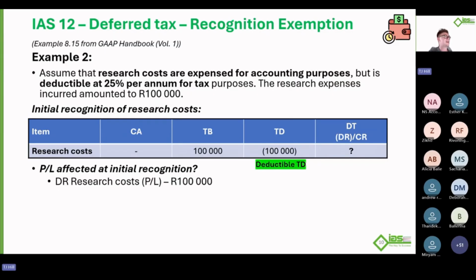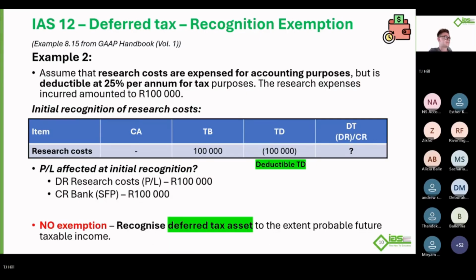Well, does it affect P&L at initial recognition? That is my first journal. At initial recognition, I debited and expensed the research costs. Do you agree? Thus, it can't be exempt because it does affect the accounting profit at initial recognition. So you will recognize the DT asset to the extent that it is probable that you'll have future taxable income. We're going to go into that extent soon as well. But do you see the thought process and the steps to apply the exemptions? Ask yourself those questions.